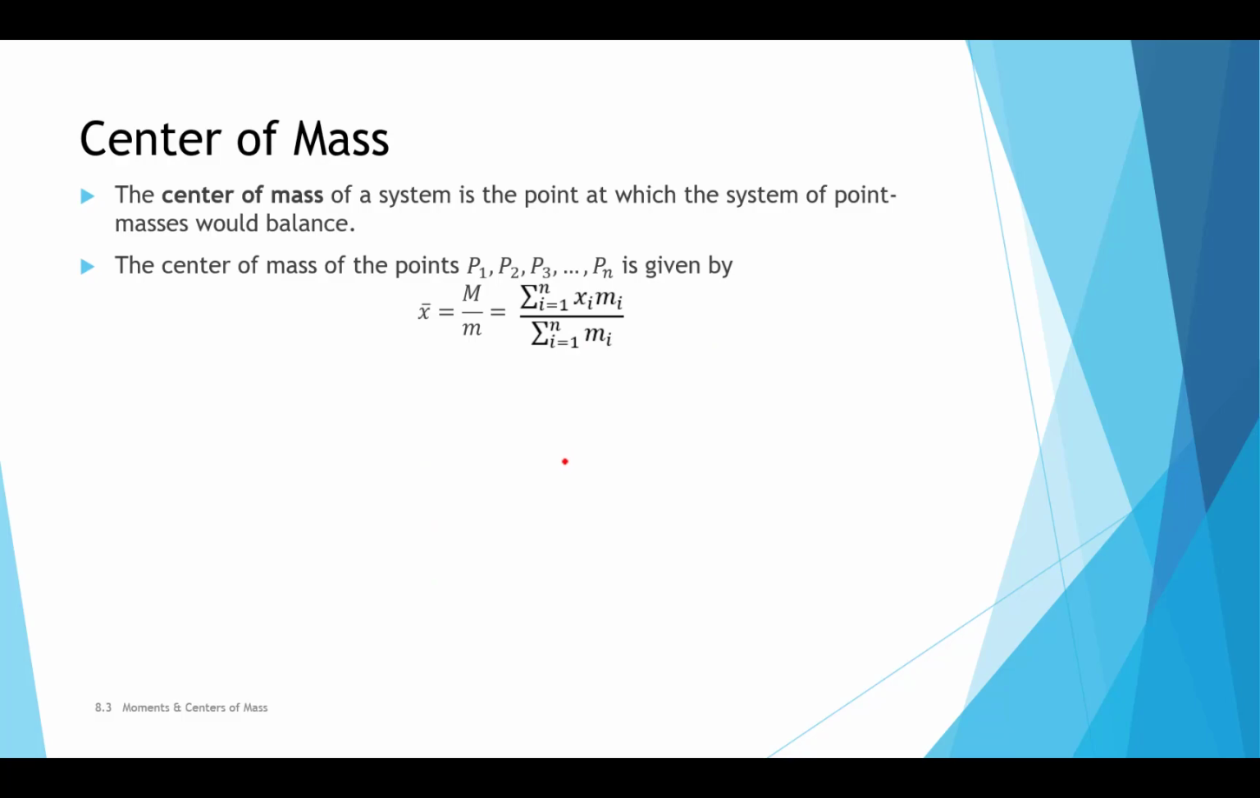Next, the center of mass of a system is the point at which the system of point masses would balance. So the center of mass of the points is given by the moment divided by the mass. So the total moment of the system divided by the total mass of the system. We use the notation x bar to be the center of mass. So in our general situation, if we have these points, the question is, where does this fulcrum need to be where this teeter-totter would balance?